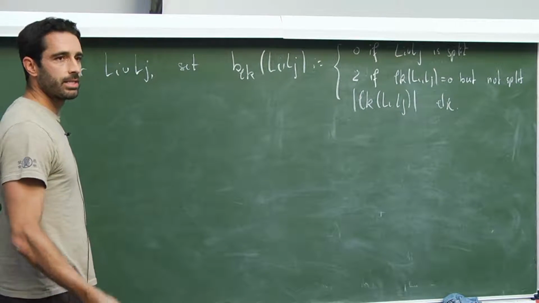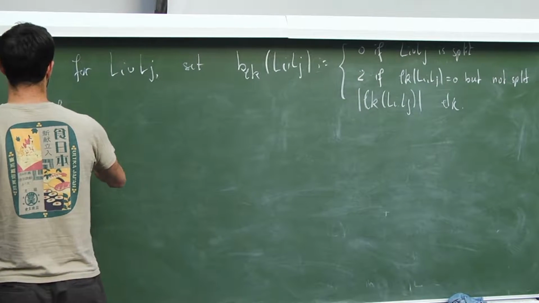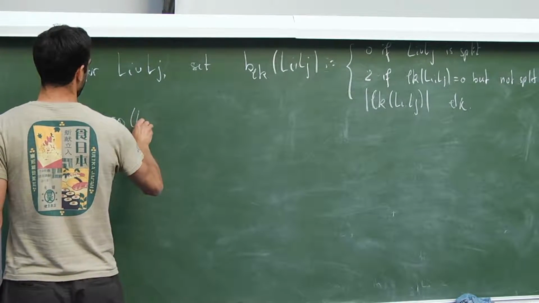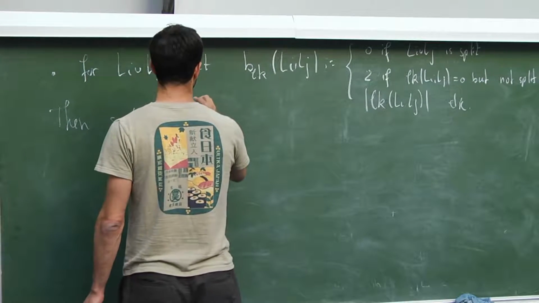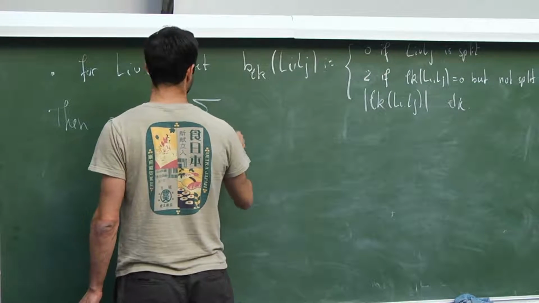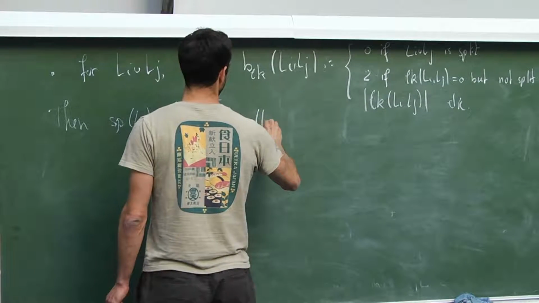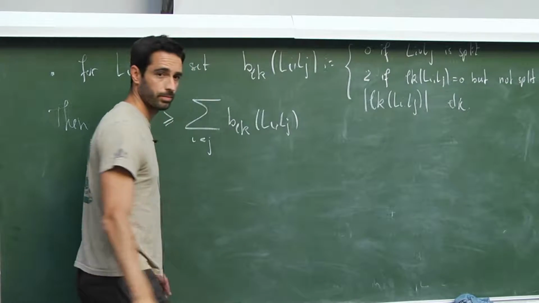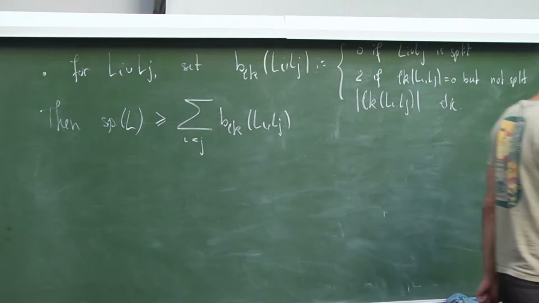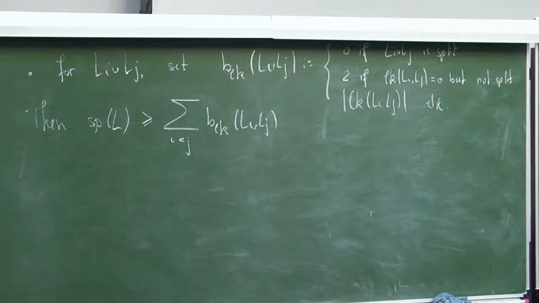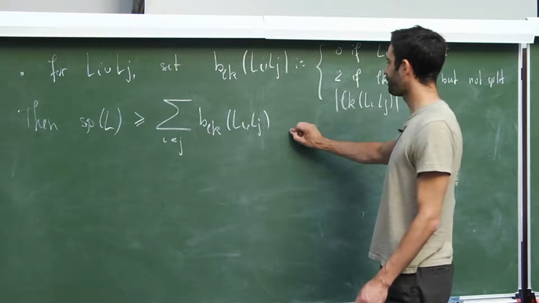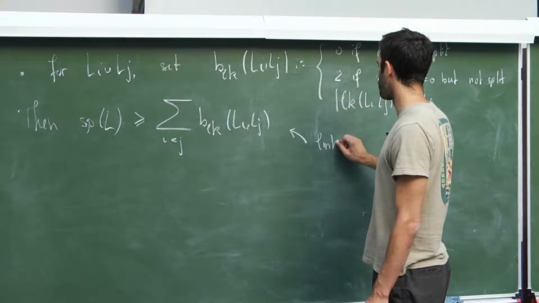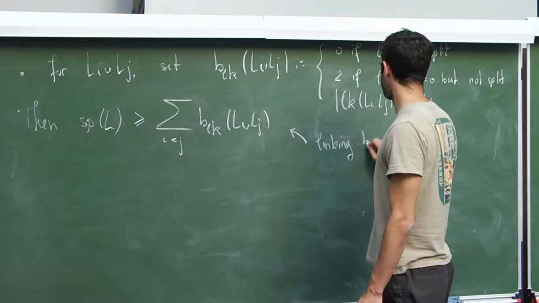Then it's actually very easy to see that the splitting number of a link is always greater or equal to this. I think that's quite clear. So this we will call the linking number bound, or let's say the linking bound.